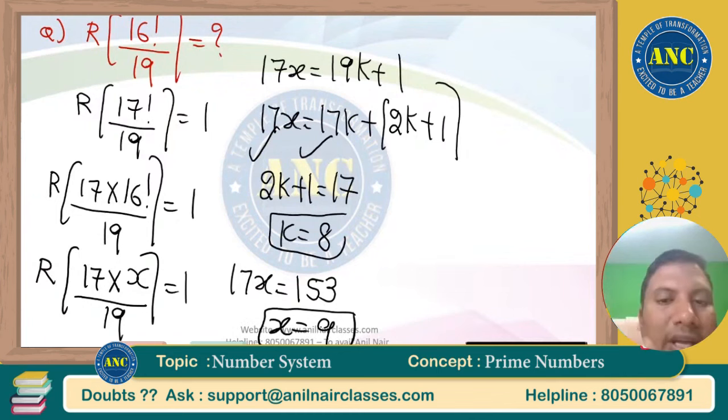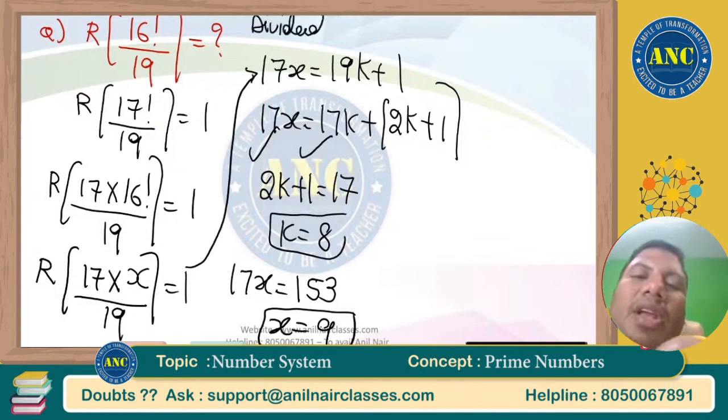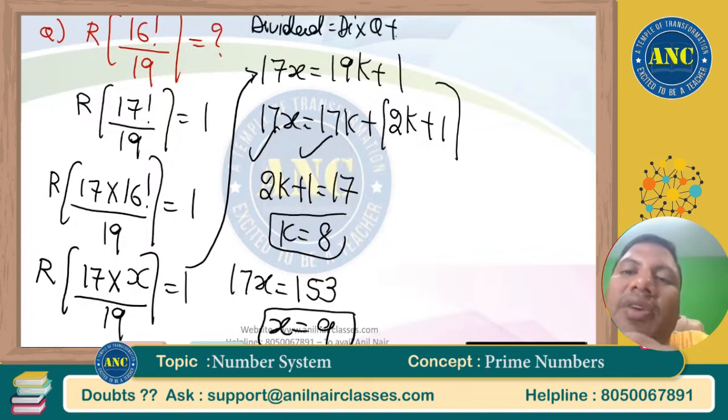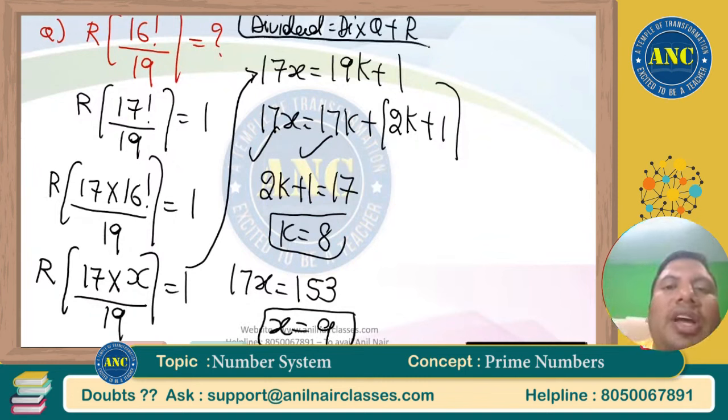This is the step-by-step process. If this step is clear, you will get the answer. 17x is the dividend, 19 is the divisor, k is the quotient, and 1 is the remainder. Dividend equals divisor times quotient plus remainder. I hope the idea is clear.